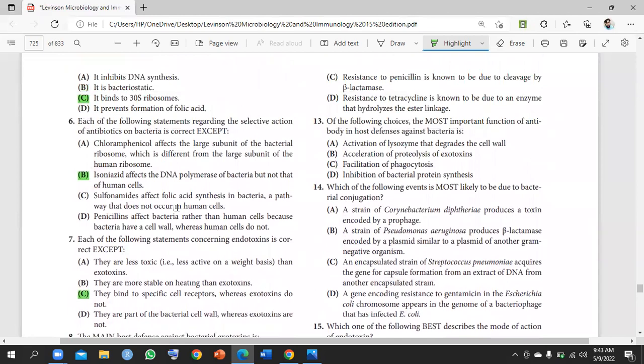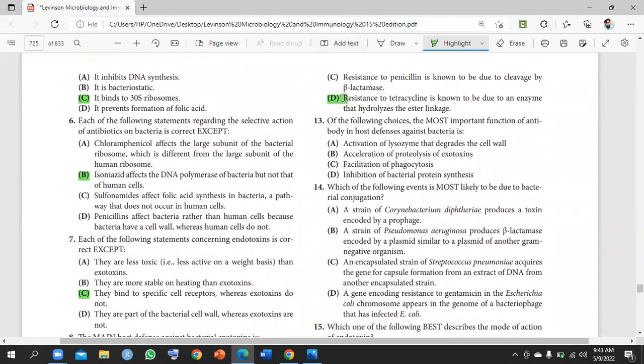Now here, the resistance to penicillin is known to be due to cleavage by beta-lactamase. Yes, penicillins have beta-lactam rings and bacteria synthesize beta-lactamase enzymes and they just destroy the beta-lactam ring. And the fourth is the resistance to tetracyclines is known to be due to an enzyme that hydrolyzes the ester linkage. Okay, no, tetracycline does not have any ester linkage. So this is the correct answer.